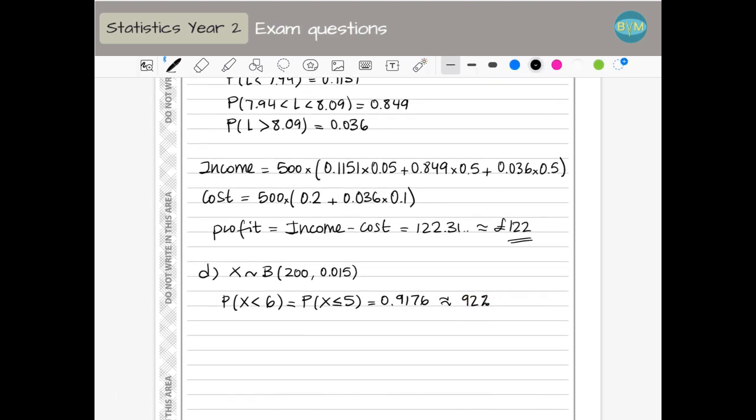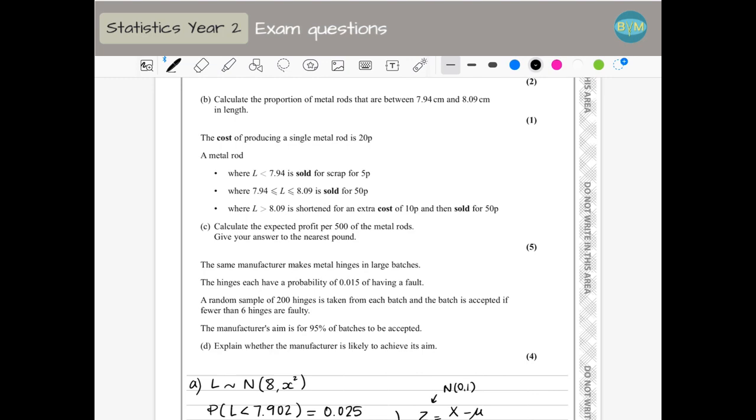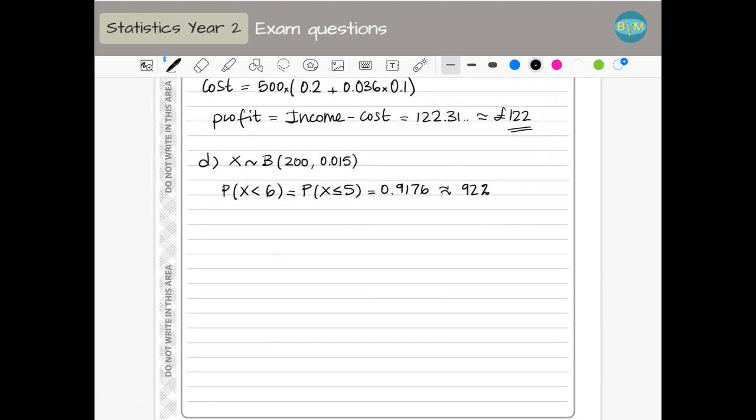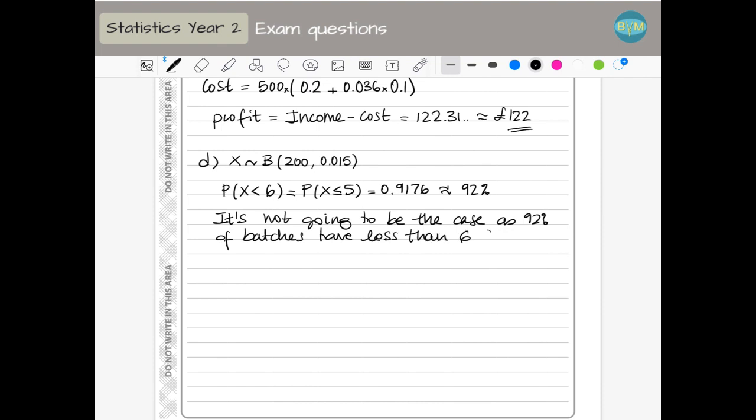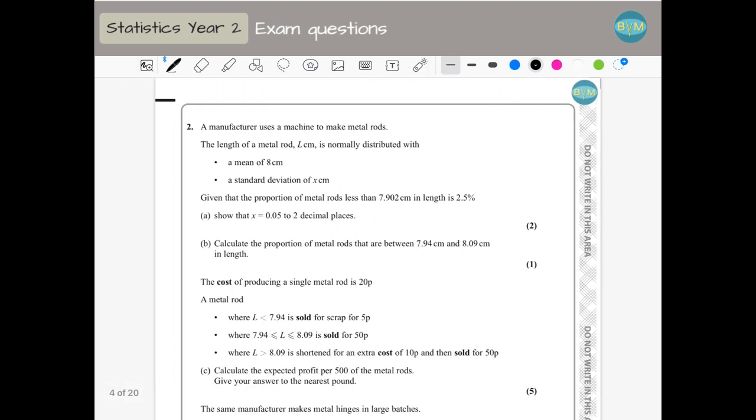So you have to say something like, what do they ask exactly? Explain whether the manufacturer is likely to achieve this. So it is not going to be the case, as 92% of batches have less than 6 faulty hinges, and so it's less than what they want. And that's all with this exam question.